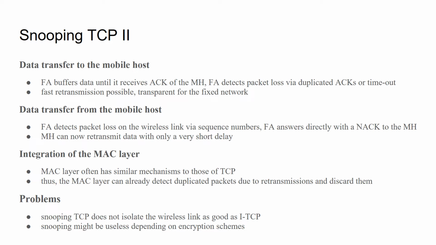And the foreign agent detects packet loss via duplicated acknowledgements or timeout. And fast retransmission is possible, and it is transparent for the fixed network. And second one is data transfer from the mobile host, and third one is integration of the MAC layer. And you can see what are all the problems that occur in snooping. Snooping TCP does not isolate the wireless link as good as indirect TCP, and snooping might be useless depending on encryption schemes.